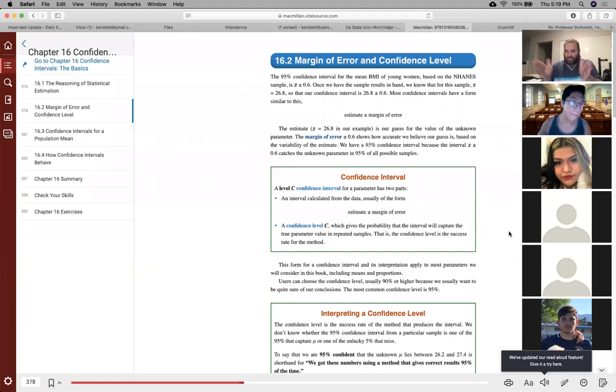So if it's extremely small, I'm not confident that I caught it. Well, if you're not confident that you caught it, what are you going to do with that? So we're looking for a balance. We want high confidence, but we don't want the interval to be too large. So we've got to figure out how to do this.